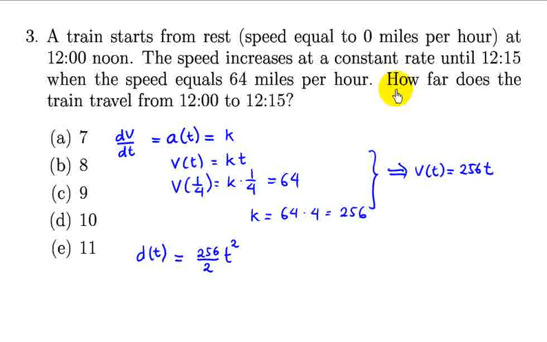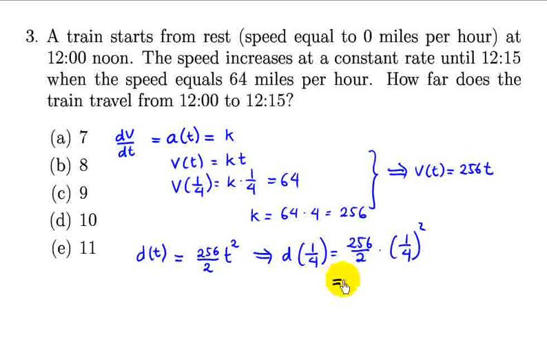And here we want to know how far the train traveled from 12 to 12:15, which is the same thing as asking what is the distance when t equals 1/4. So from here we have d of 1/4 equals 256 over 2 times 1/4 squared. So 256 divided by 2 is 128, divided by 16, and I think it is equal to 8. So the answer is B.